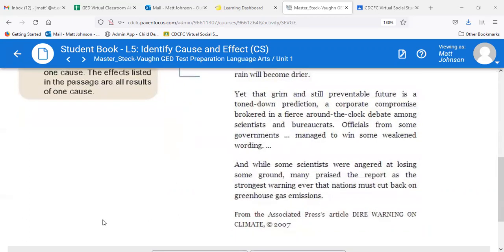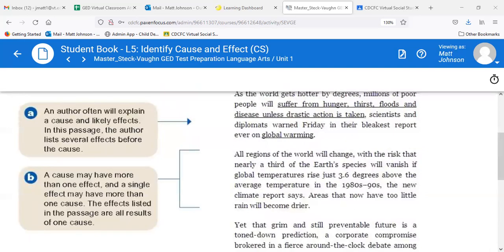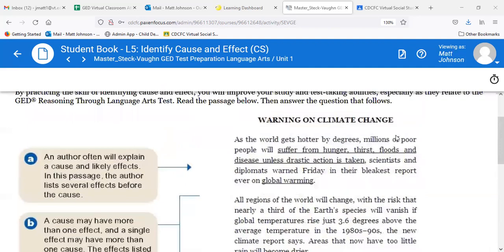And that's from the AP article, Dire Warning on Climate from 2007. And it says here, noting the underlying text, an author will often explain a cause and likely effects. In this passage, the author lists several effects before the cause, and that's good for an introductory paragraph. Sometimes you want to get into the meat of what you're talking about, and introducing the effects sometimes can help grip readers, right?